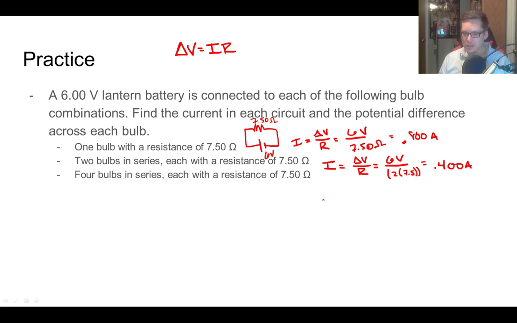And then the last one, we have 4 bulbs in series, so our current is equal to 6 volts. Again, I'm not going to rewrite that part. 6 volts over 4 of these guys, 4 times 7.5.